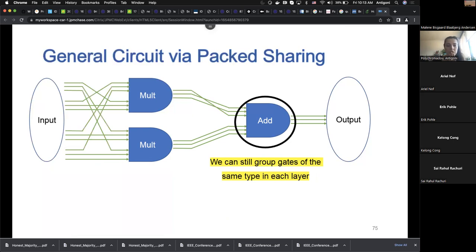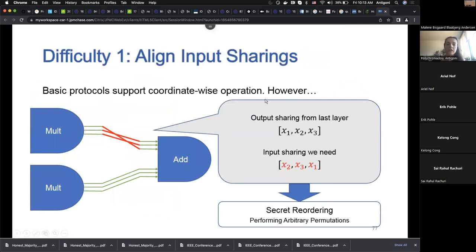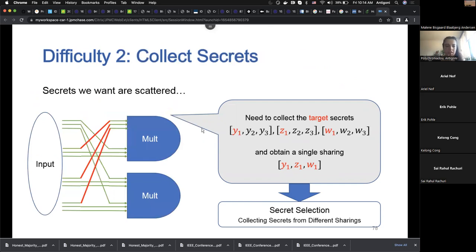An issue that appears when you want to use this type of sharing is the ordering. Input shares can come from different locations for different sharings, and even within the same sharing you need different reordering. For example, the output sharing in the last layer is this, but we need the input sharing to be different, so we need to reorder. You need to take care of all of that, and we can use sharing transformations, network routing, and all of these techniques, if you have settings in different locations.